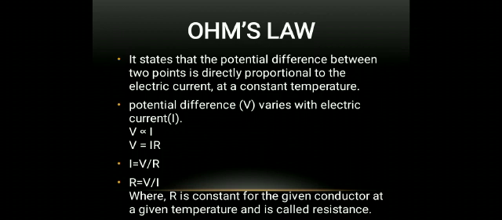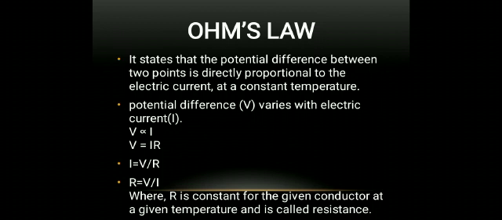As in the previous class, we have understood what is potential difference and electric current. So today in Ohm's law, we will discuss the relation between potential difference and electric current. Ohm's law states that the potential difference between 2 points is directly proportional to the electric current at constant temperature. This means that V is directly proportional to I. If potential difference increases, current will increase and vice versa.